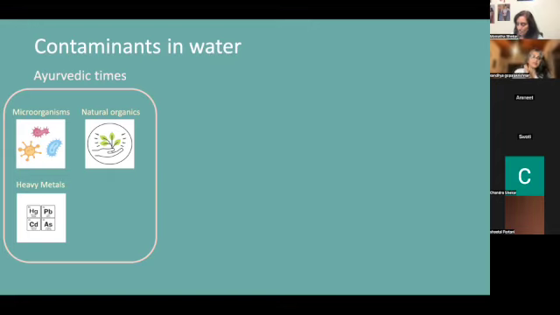So in Ayurvedic times, things were pretty simple, right? We had microorganisms, like all unwanted bacteria and whatnot. There were some natural organics, right? Like plants and debris that flow and contaminate the water. Those feed the microorganisms, which then bloom even more. And we always had heavy metals, right? Minerals and heavy metals are all natural things that leached into the water. So these were simple categories of contaminants back then, if you paint it with a really broad brush.